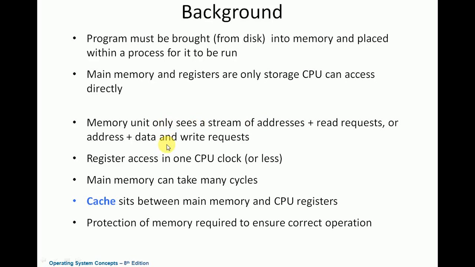So here the memory unit only sees a stream of addresses and requests, that is address plus read request, or address plus data and write request. We know that the main memory basically consists of different memory words, that is the memory is divided into a number of words, and each memory word in the main memory is identified by an address, that is called as memory address. Memory address will be starting from 000.